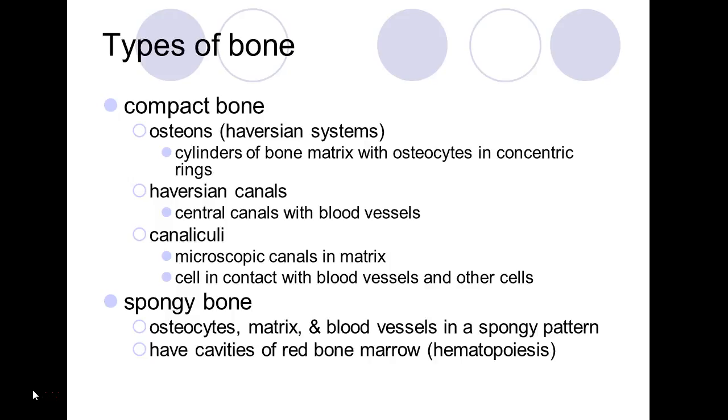On the other hand, spongy bone has osteocytes and matrix and blood vessels, but it's a spongy pattern, especially if you look at a natural sponge, but even the manufactured sponge, there's open areas and some sponge here and there. They have cavities of red bone marrow. And this is where, as we said before, hematopoiesis, the formation of red cells and white cells and platelets, takes place.